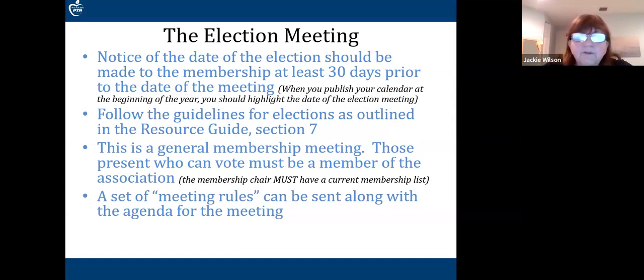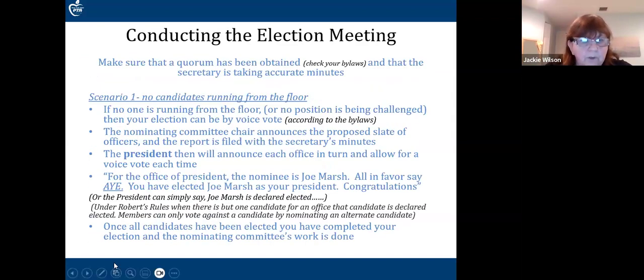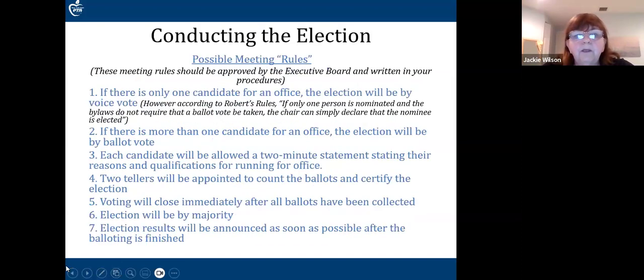Well, in your procedures, sorry, I went back one too many. You have possible meeting rules, and these are adopted by your executive board. And possibly they can be the following. There's but one candidate for an office. The election will be by voice vote. Robert's Rules state that if only one person is nominated and the bylaws do not require that a ballot vote be taken, the chair can simply declare that the nominee is elected.